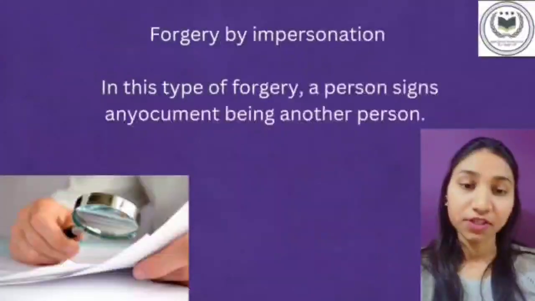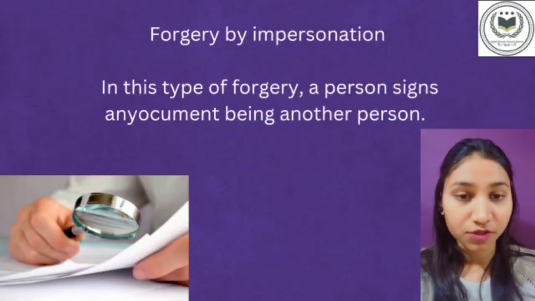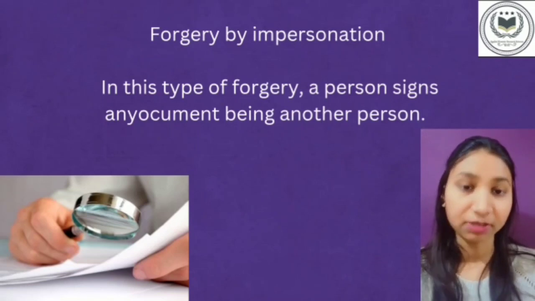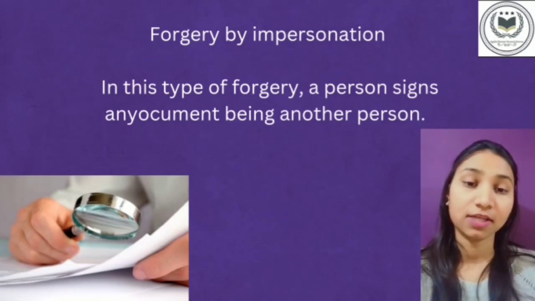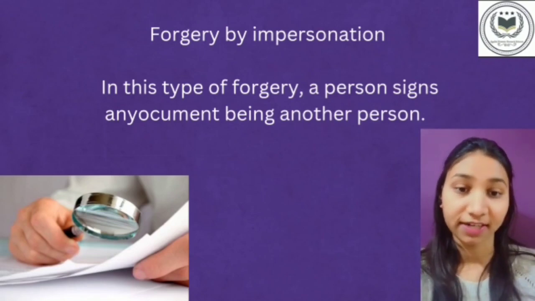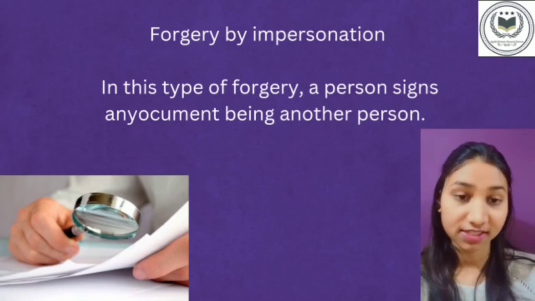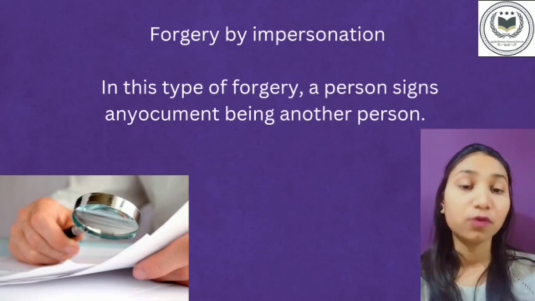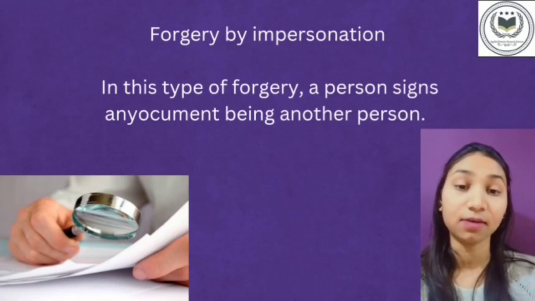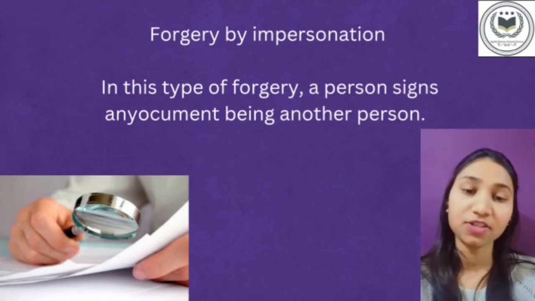Fifth, forgery by impersonation. In this type of forgery, a person signs a document as another person. For example, student P needs to sign on his attendance list, but student Q signs under his name. Another example can be of person P who has to sign a document, but he does not want to disclose his or her identity. Then he just imagines a random name and signs for that name.